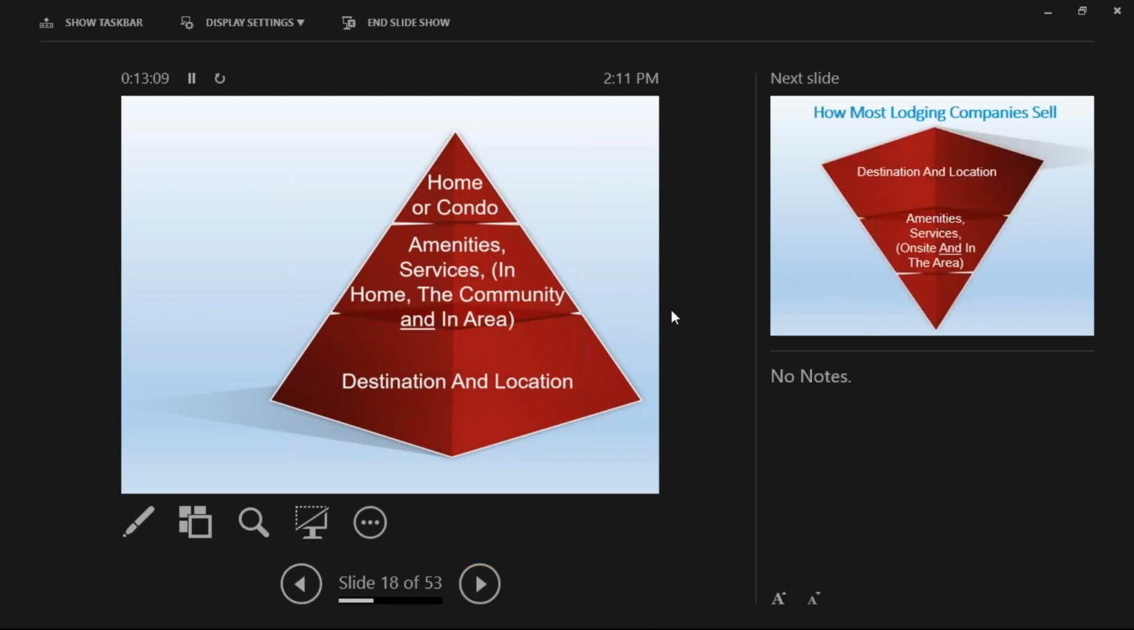Now, in the vacation rental business, you also still have destination and location. You have amenities or services either in the home itself or in the community if that home is located in a community that might have shared facilities, and then of course the home or condo. So this is how we want to sell. We want to sell value before we talk about the room or condo or suite and put a price tag on it.